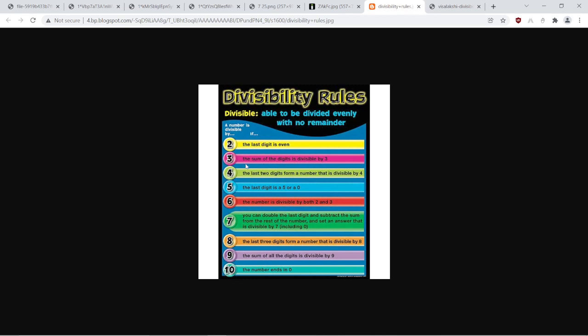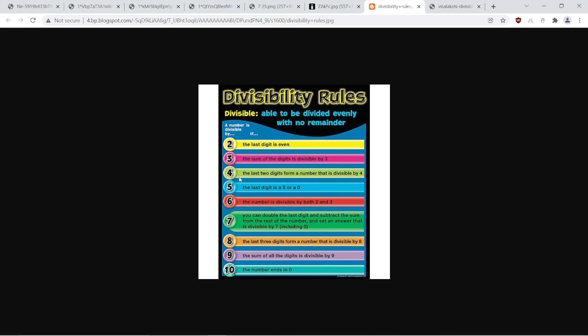So for example, the number 21, we can add it up. 2 plus 1 is 3, and 3 is divisible by 3, so 21 is divisible by 3. Even if it was a number like, let's say, 321, we would add 3 plus 2 is 5, 5 plus 1 is 6, and 6 is divisible by 3, so that number is also divisible by 3, and so on.